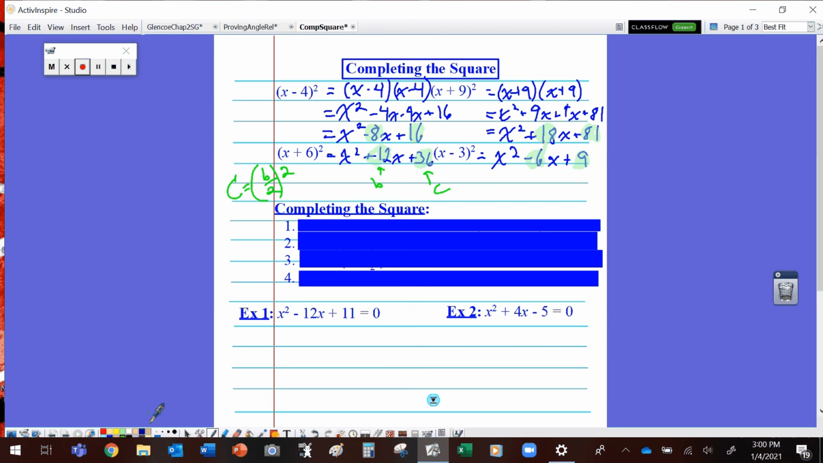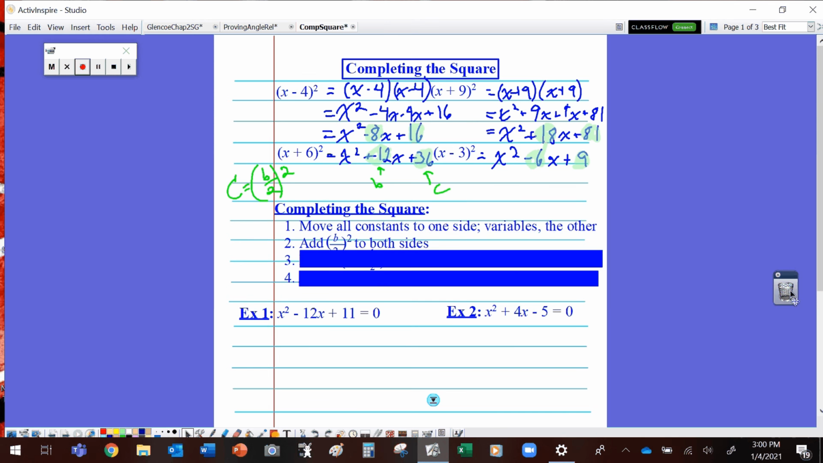So if I want to complete the square, I'm going to be given a trinomial, something like this. Example 1: x squared minus 12x plus 11 equals 0. The very first thing that I want to do is move all of my constants to one side and variables to the other. So I want all the x's over here, and I want all the constants over here. The next move is going to be to add that b over 2 squared to both sides of the equation.